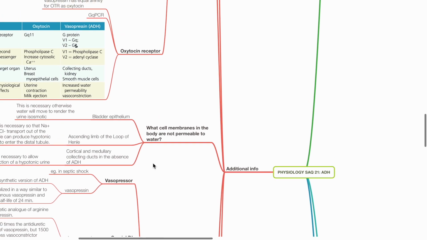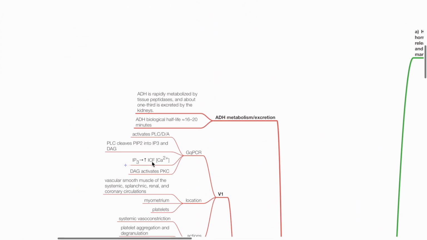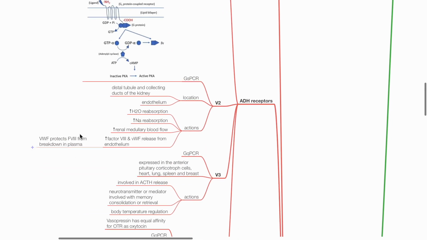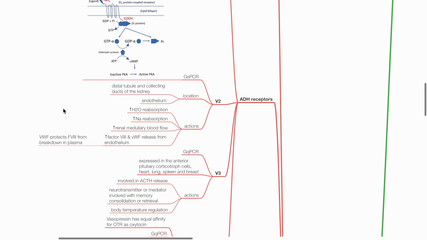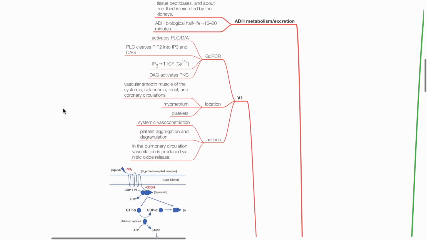Additional information. ADH metabolism and excretion. ADH is rapidly metabolized by tissue peptidases, and about one third is excreted by the kidneys. ADH has a biological half-life of 16 to 20 minutes. ADH receptor types. This includes V1, V2, and V3 receptors.